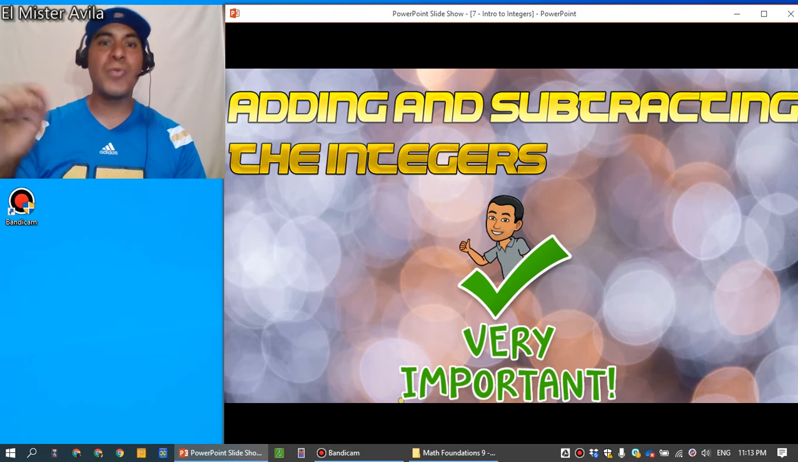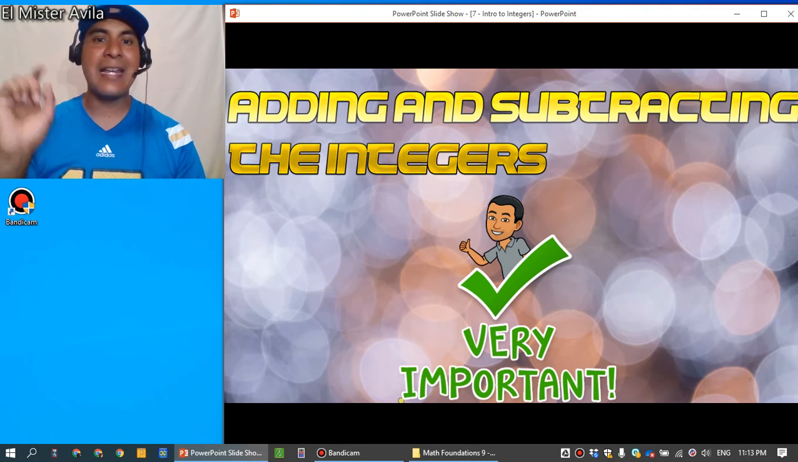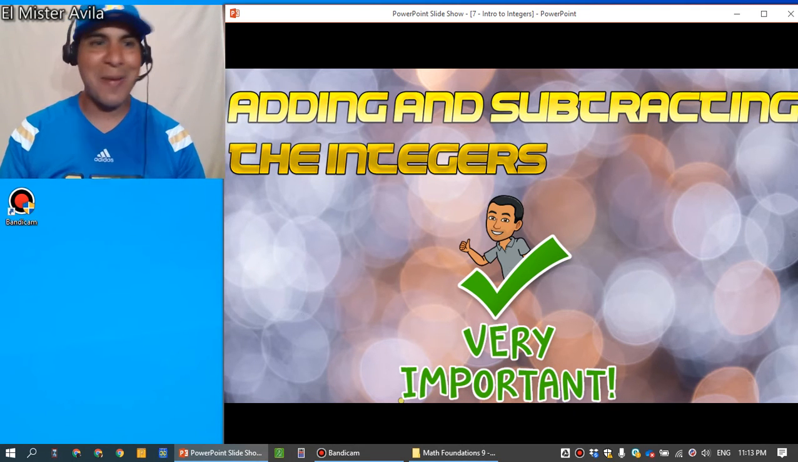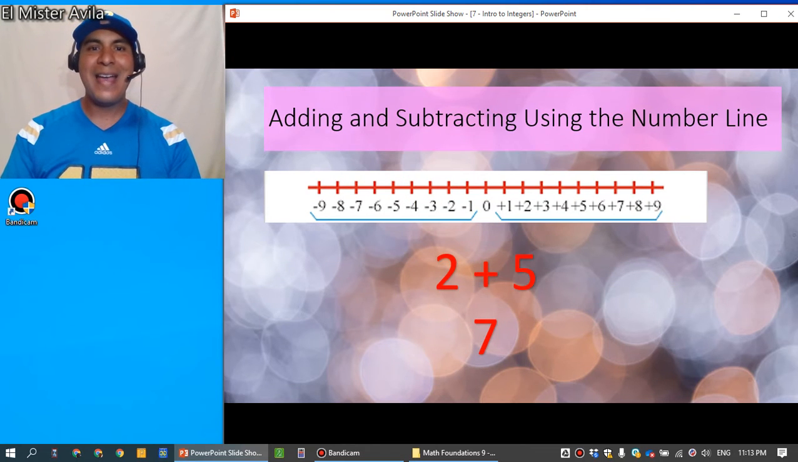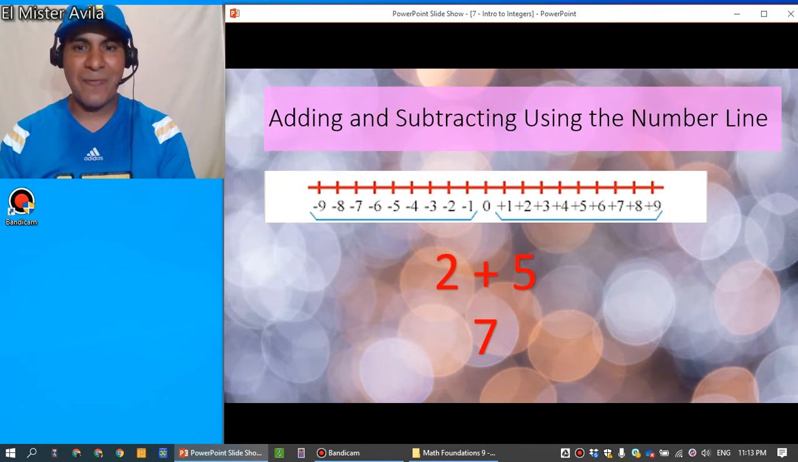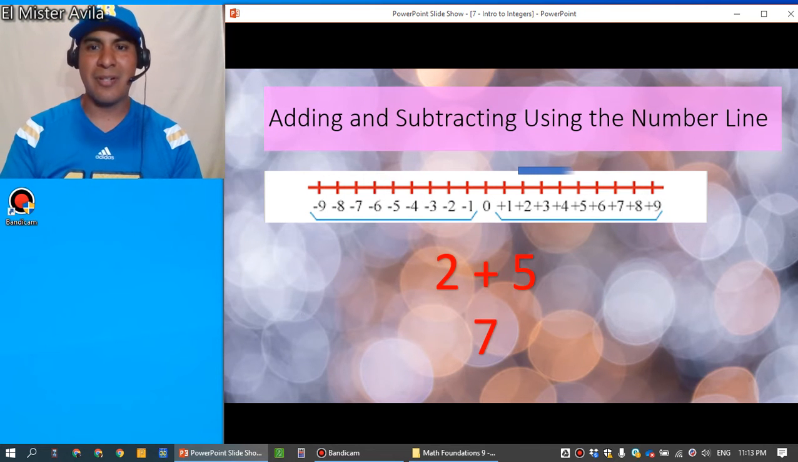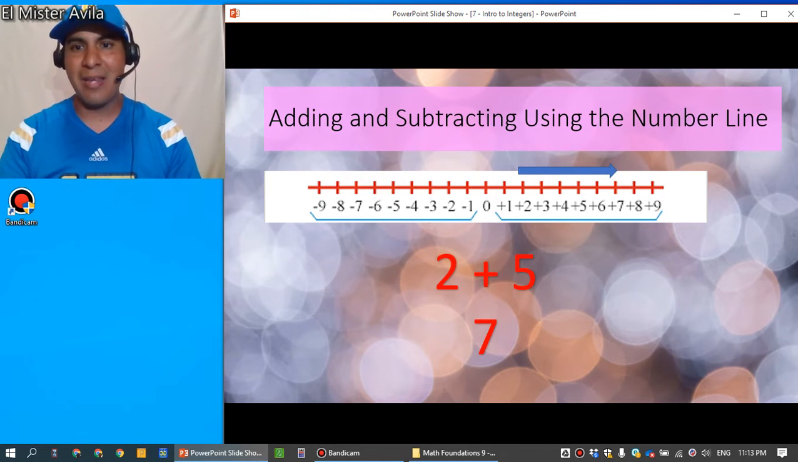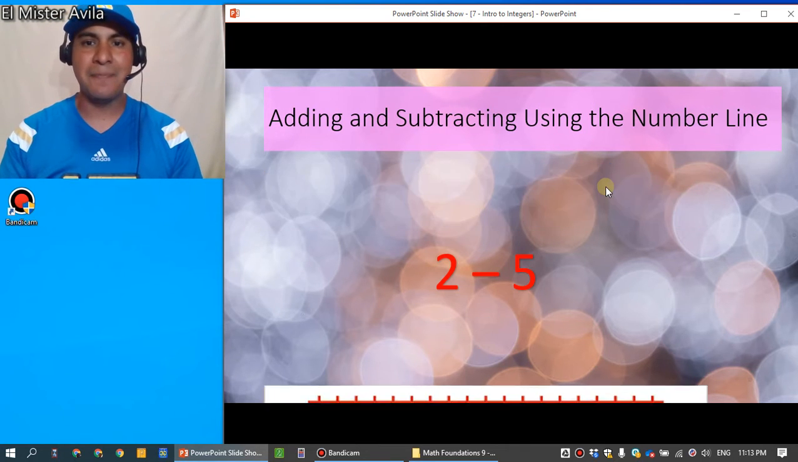Moving on to the next really important part of this lesson, that is adding and subtracting the integers. This is extremely important also. We know how to add and subtract using a number line. For example, if I want to add 2 plus 5, which we know is 7, well, I start at 2. I count 5 spaces to the right. 1, 2, 3, 4, 5, and I end up at 7.